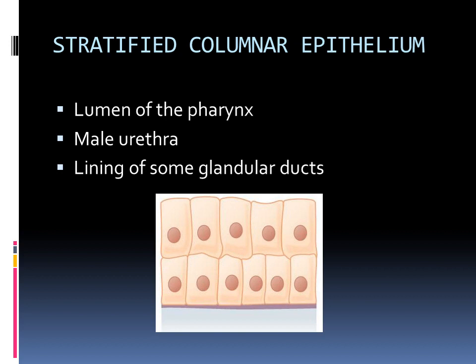Then the third area: lining some glandular ducts. Glandular region means it is secreting some substances, right? When it is secreting the substance, of course the substance should be taken away through the duct. So in that duct, this stratified columnar epithelium is present. Fine.